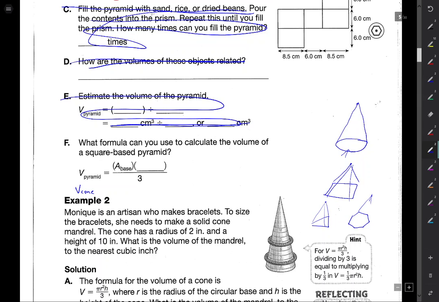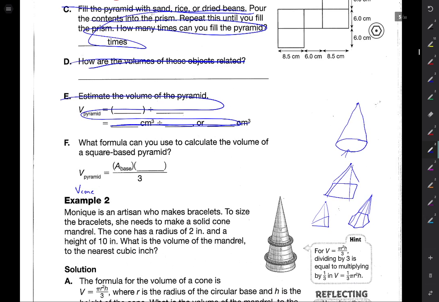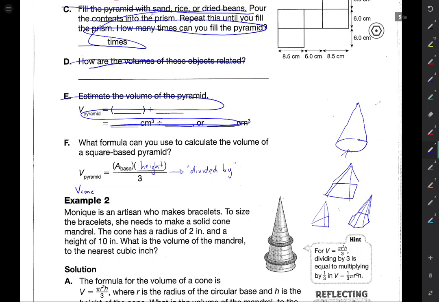So pyramids can have different size bases or different shape bases, but the formula will be the same for all of them. The formula for the volume of a pyramid or the volume of a cone is the area of the base times the height divided by 3. This line here means divided by. So it's a very similar formula to the volume of a prism, but this time we are dividing by 3.